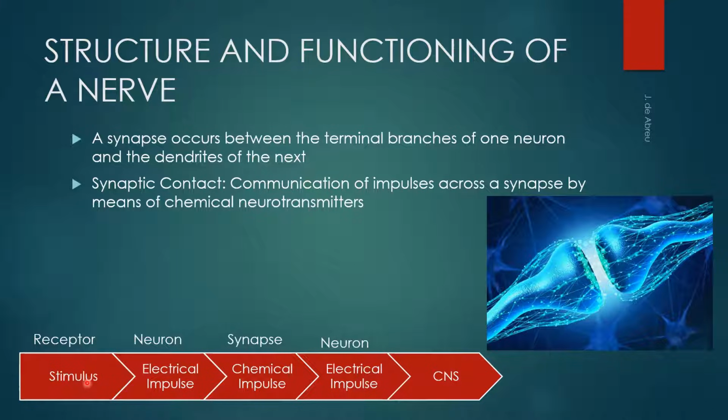So this is basically the flow of it. There's a receptor that receives the stimulus. The neuron transfers this stimulus as an electrical impulse. Across the synapse between the terminal branches of the one neuron and the dendrites of the other neuron, the impulse becomes a chemical impulse due to the chemical neurotransmitters. And then when it transfers to the other neuron, it becomes an electrical impulse again, and this transfers it to the central nervous system.